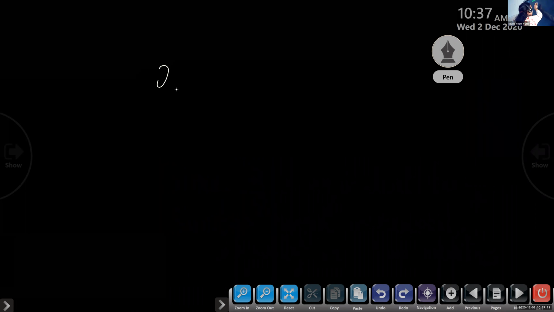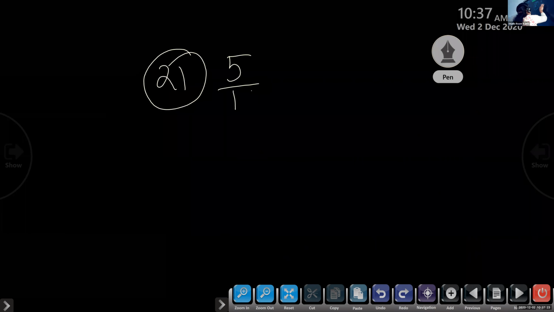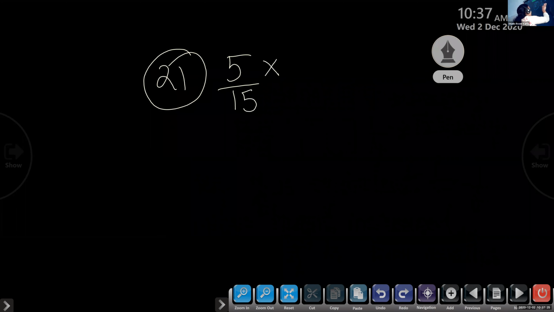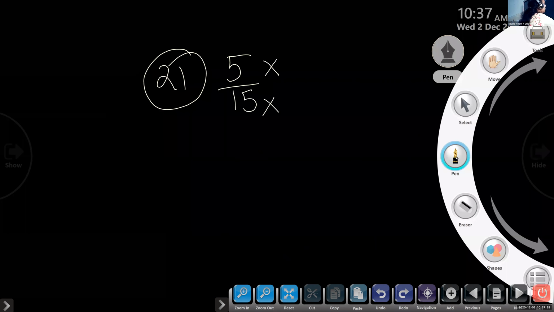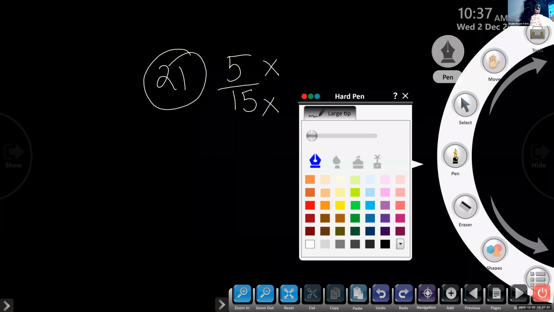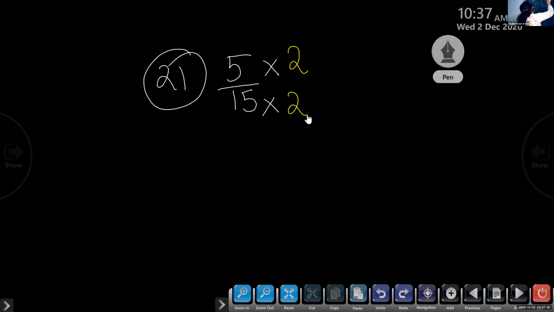Question number 21. So first we will do by multiplying. 5 by, which is the fraction given? 5 by 15 multiplied by, I will use a small number, so it will be easy for you to multiply. So we can write 5 times 2, 15 times 2.